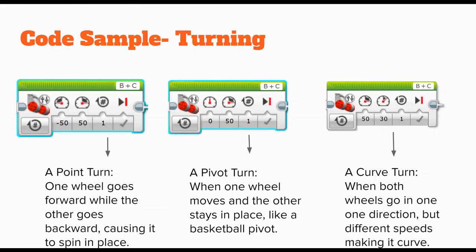Showing you the three most important turns: the point turn, the curve turn, and the pivot turn. And so first, the point turn is when one wheel moves forward and the other moves backward, causing it to spin in place. The pivot turn is when one wheel is not moving at all and the other is, causing it to kind of be like a basketball pivot. And finally, a curve turn. Both wheels are moving in the same direction, but one is slower, causing it to kind of curve like how a circle would on the outside. And this is a quick video showing you what they are.